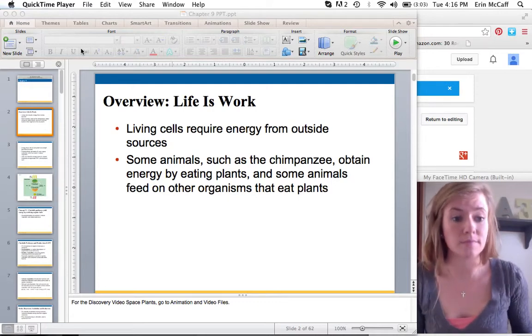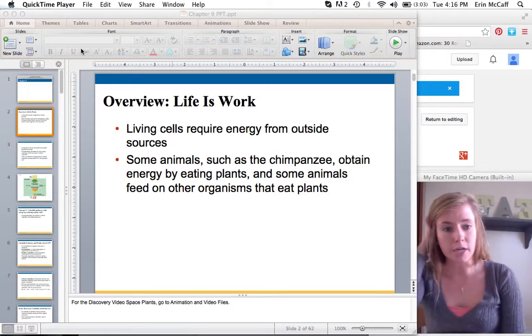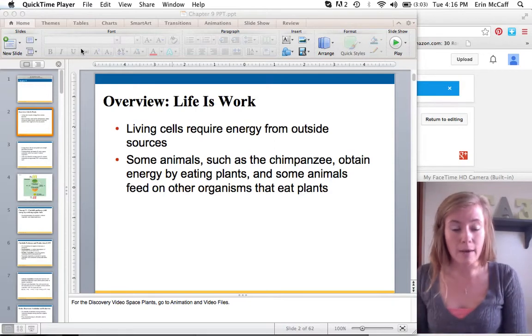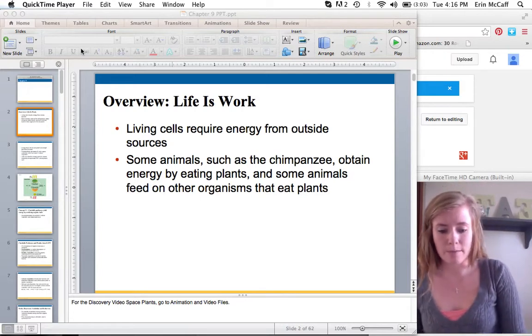Okay, so chapter 9 is about cellular respiration, which is basically just a continuation of chapter 8, because in chapter 8 we were talking about metabolism and how all the reactions work, how enzymes work. And so now that we understand enzymes, we can look at some particular enzymes and what they do in our body. Cellular respiration is very important.